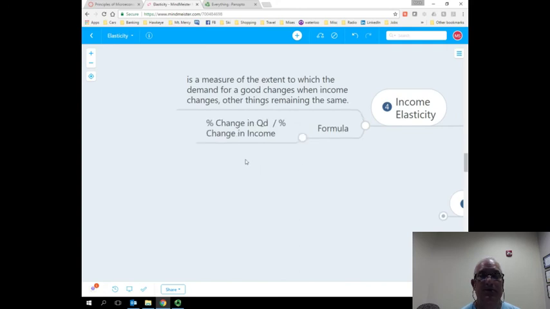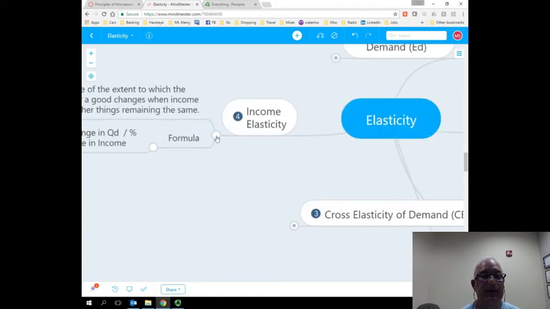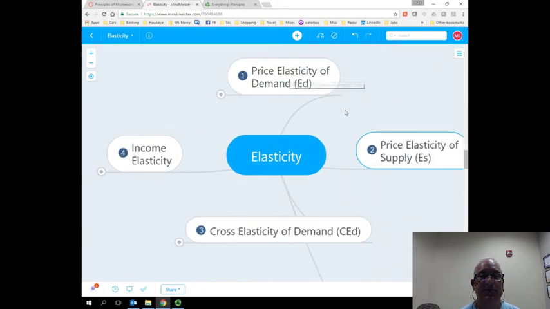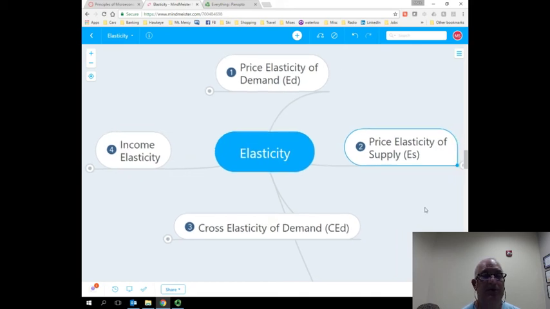This is calculated very similarly to our other elasticities: percentage change in quantity demanded divided by percentage change in income instead of price. It's the same formula, just substituting income for price. Okay. So that's the gist of elasticity, basically very similar formulas for all types here, and they are able to give you good indicators on what is happening when there are changes in the market.